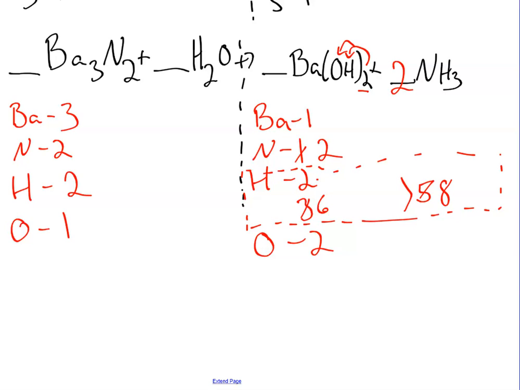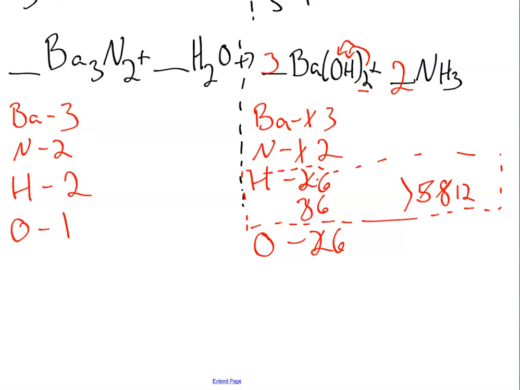So barium has 3 on the reactant side, 1 on the products. So I'll go ahead and put a 3 in the products. Now I need to update everything again. Barium, I now have 3. 3 times 2 oxygen gives us 6. And 3 times 2 hydrogen also gives us 6. Need to update this. Now it's 6 plus 6. We're at 12.